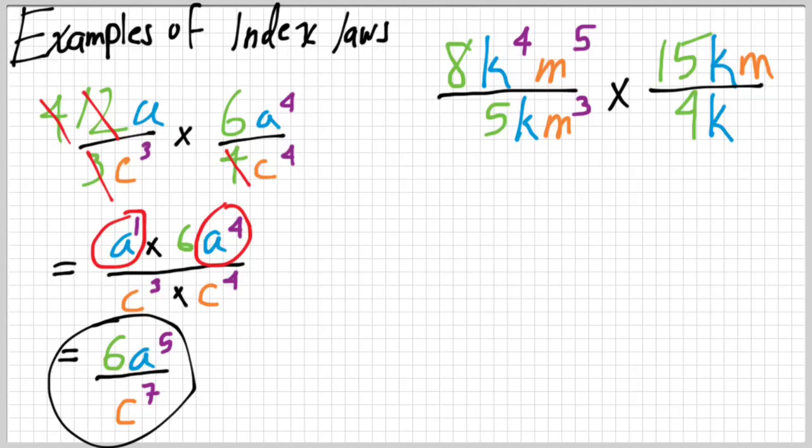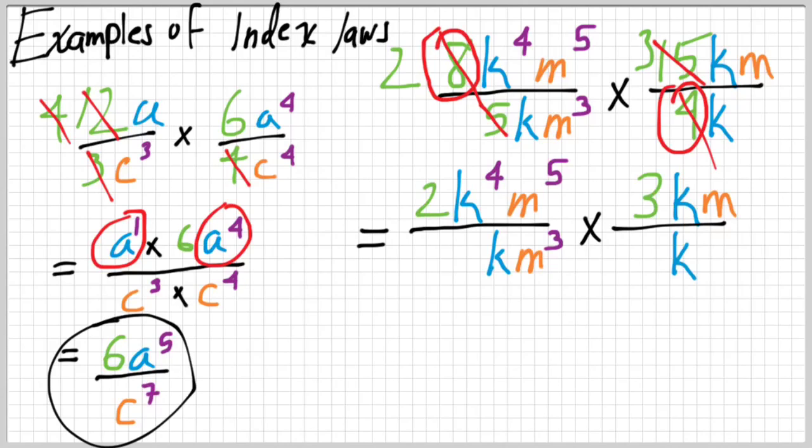This is a pretty big one. It's got multiple letters on tops and bottoms, lots of numbers. The first thing I'm going to do is, again, cancel some constants. It's always a good place to start. I've got 8 over 5 and 15 over 4, and what I see is that 8 and 4 can cancel. 8 over 4 is 2, and 15 over 5 is 3. Let me rewrite this again with the 2 and the 3 to make things a little bit easier.